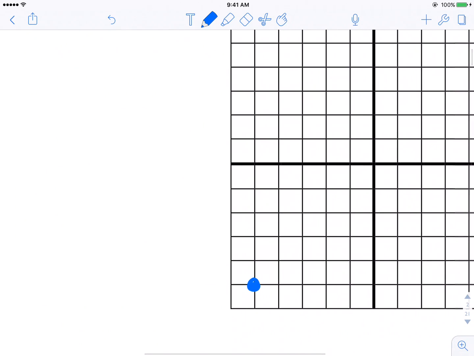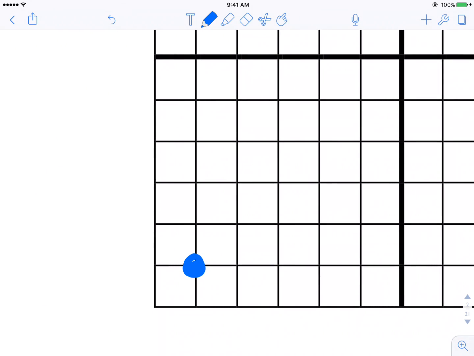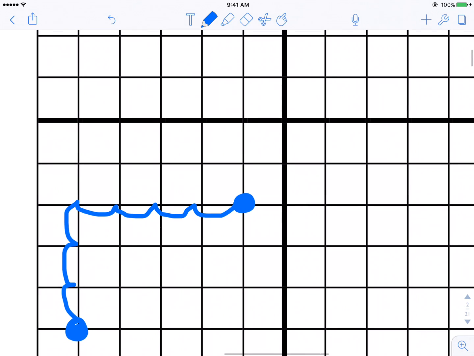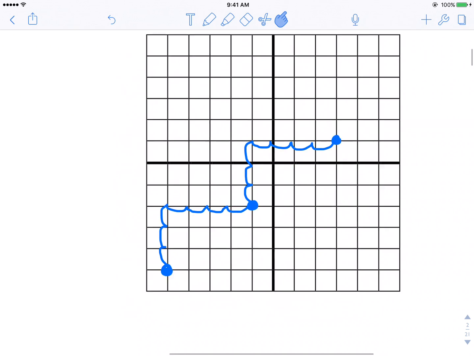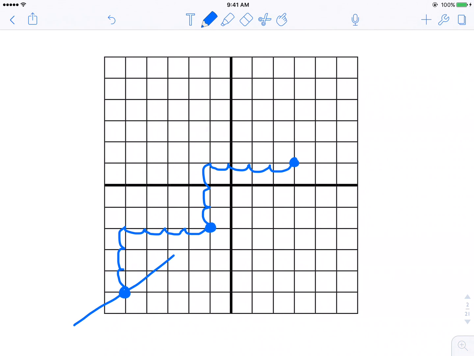So from that point that I've plotted, I'm going to go up 3, 1, 2, 3, and over 4. 1, 2, 3, 4. And there's my second point. And then just to be clear and make sure, again, from that point, I'm going to go up 3, 1, 2, 3, and over 4. 1, 2, 3, 4. Plot a point. And then from there, I can draw a line. There's my line.